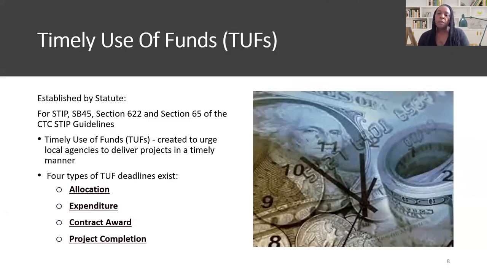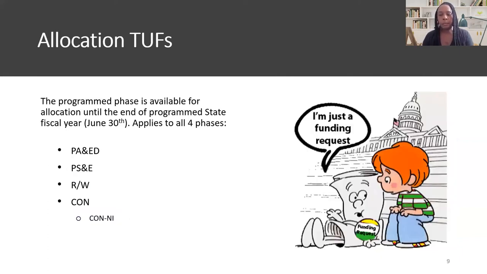The timely use of funds guidelines were established by statute for STIP to urge agencies to deliver projects in a timely manner, and were later applied to the other programs managed by CTC. There are four types of timely use of funds deadlines to be aware of, and those are allocations, expenditures, contract award, and project completion. And I will discuss them more in detail on the following slides.